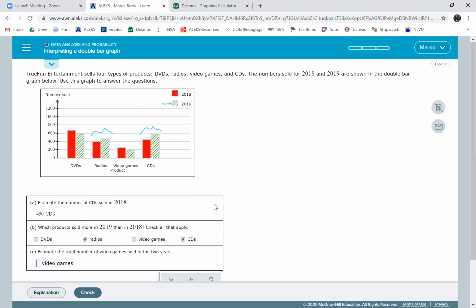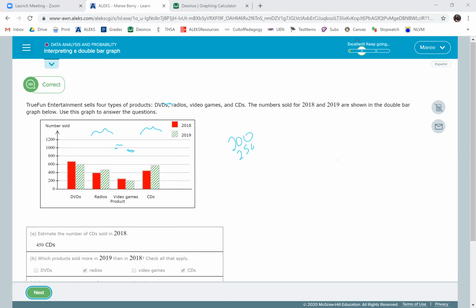And estimate the total number of video games sold in 2 years. So we look at video games, and I can see this one's 200. This is about 250, because remember halfway would be 300, and it's right between 200 and 300, so 250. If I add those together, I get 450, and that's what I'm going to put down for my answer. Okay, so then we'll go on to the next one.